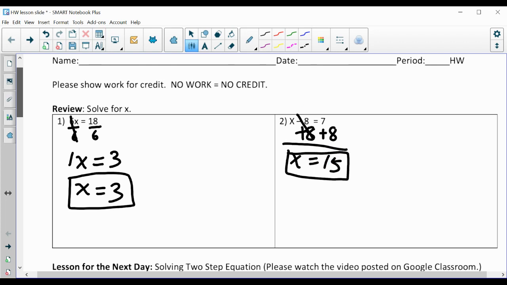Okay, if you want, you can definitely check your answers. We can do a quick math check. Number 1: 6 times x, that's 6 times 3, that is equal to 18. Yes, we just checked it. Number 2: x minus 8, that's 15 minus 8. You just plug x equal to 15 in for the x. So 15 minus 8 is equal to 7. Yes, we see it's 7.